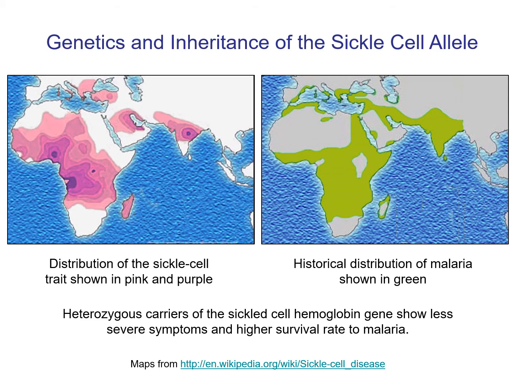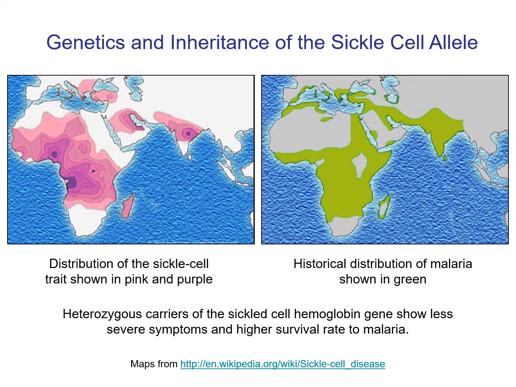A parasite is spread by a mosquito, and it gets into the blood. So it turns out that if you have one copy of the sickle cell gene, you're probably going to live a normal life. If you have two copies, you're going to have sickle cell anemia. But there is an advantage to being a carrier with one copy of the sickle cell gene: it seems to give people a much better survival rate when they get exposed to malaria.